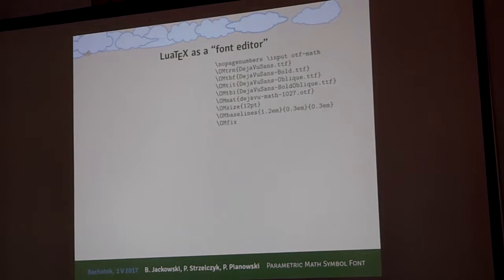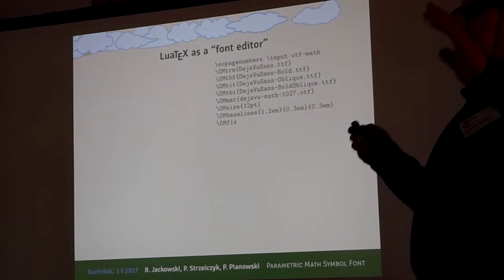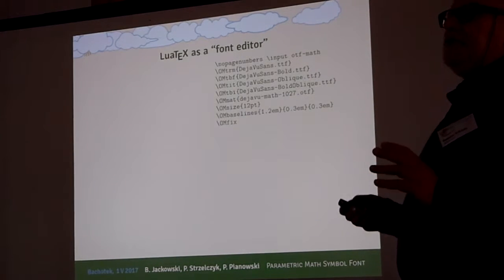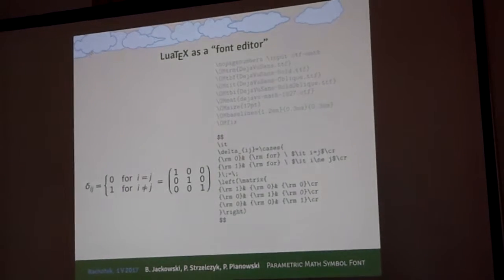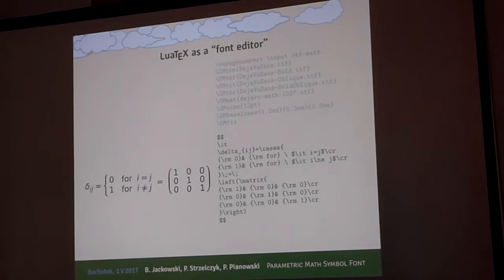Here is just an example, a triple example of joining math from DejaVu Math and DejaVu Sans Serif as a main font. After such a short preamble, our OTF math, this is our macro package, then you can use normal text notation to obtain math with sans serif.